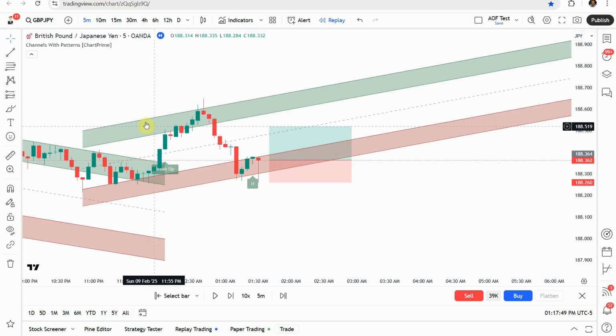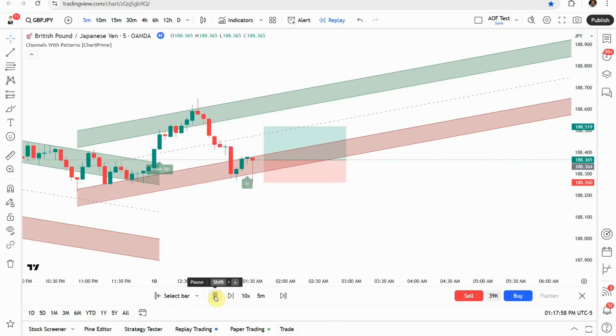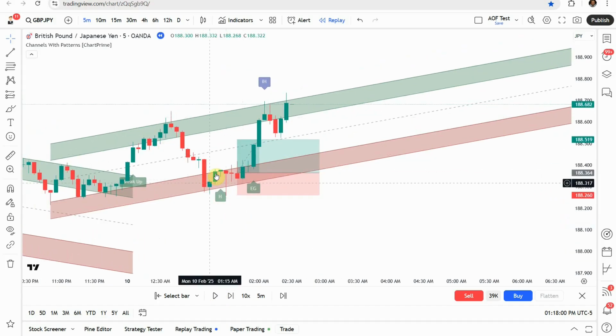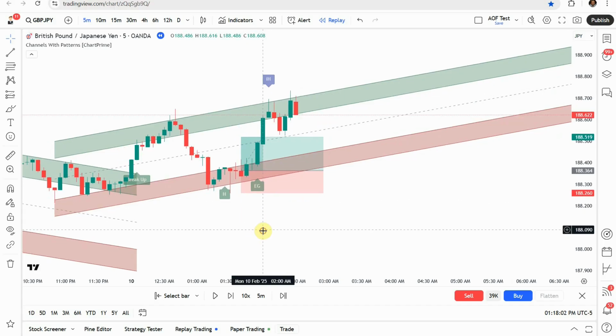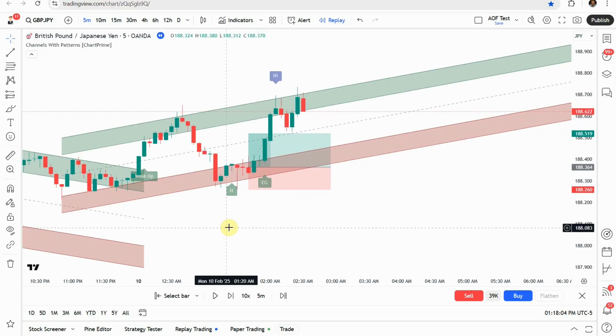And so you can see how in this case we're playing off of this lower channel instead of the upper channel. Now let's go ahead and play this forward and see how it plays out. And you can see a really nice push to the upside, getting us to our take profit once again. Alright, so that puts us at the end of the testing right there.